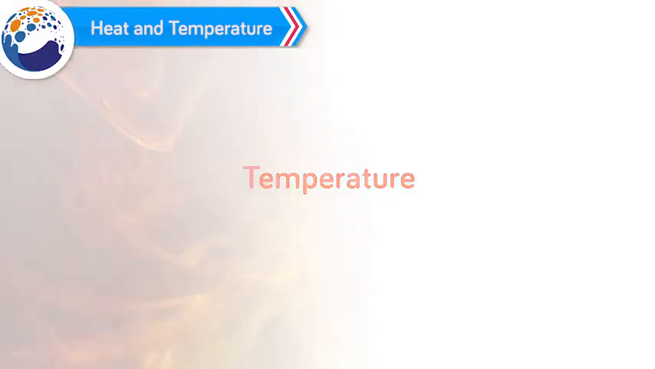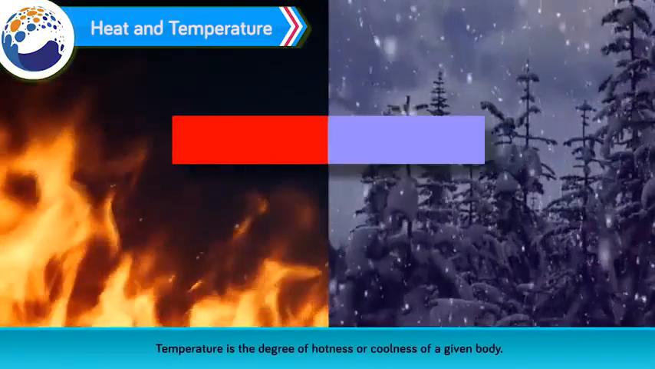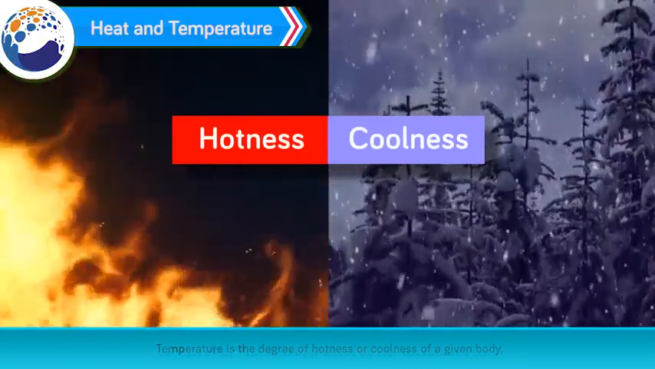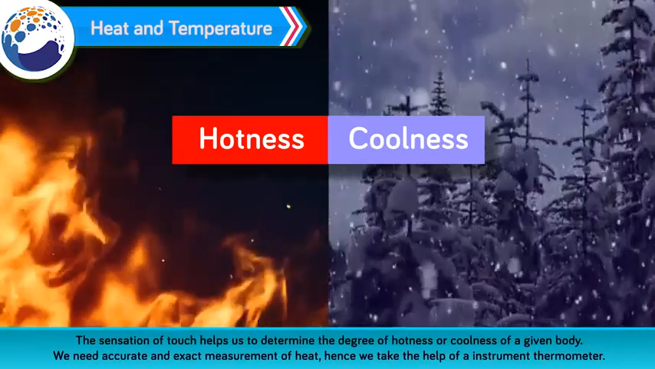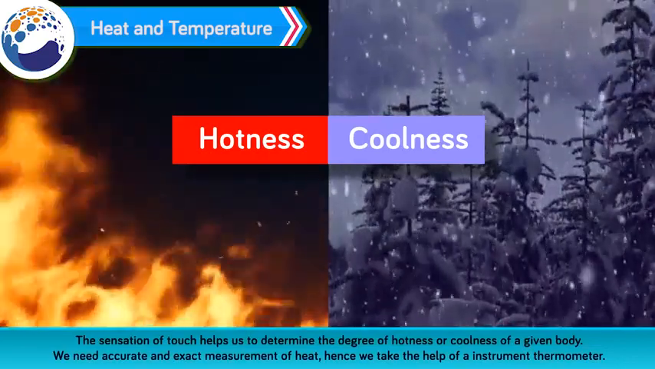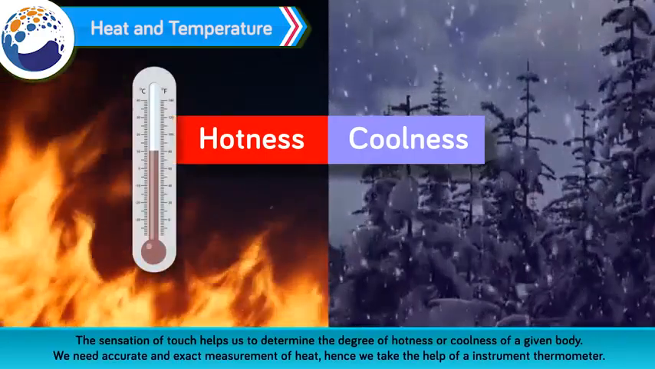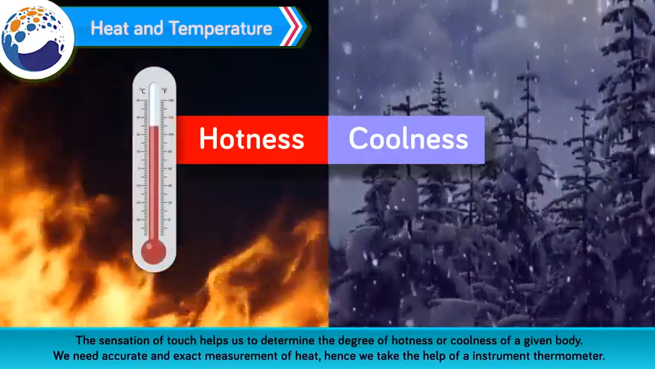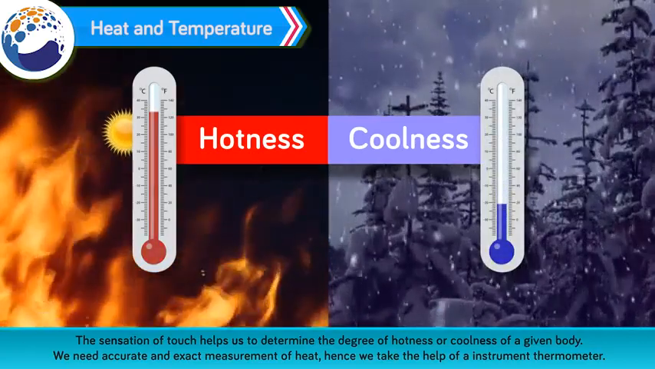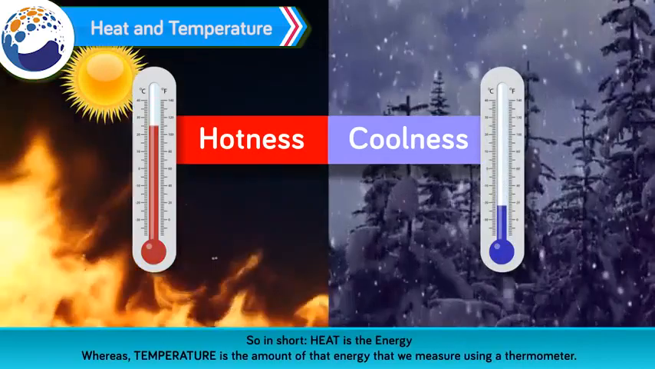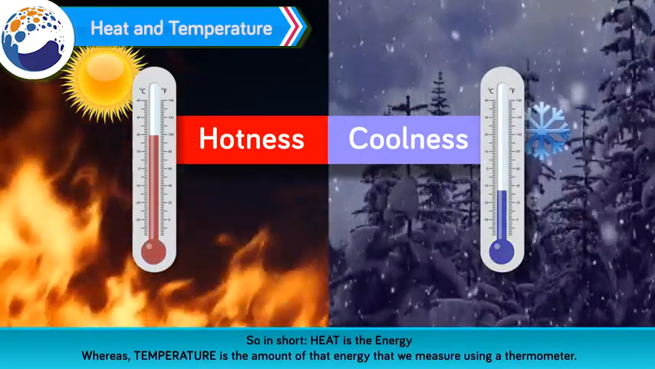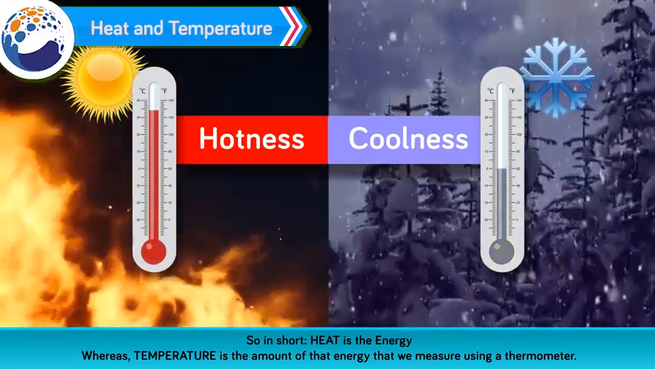Temperature. Temperature is the degree of hotness or coolness of a given body. The sensation of touch helps us to determine the degree of hotness or coolness of a given body. We need accurate and exact measurement of heat. Hence, we take the help of an instrument called a thermometer. So in short, heat is the energy, whereas temperature is the amount of that energy that we measure using a thermometer.